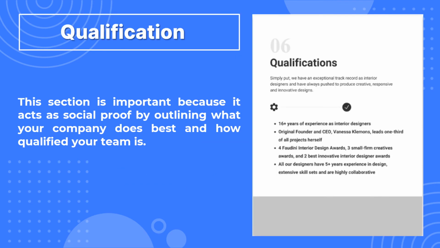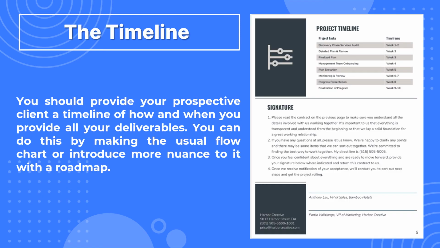Qualification. This section is important because it acts as social proof by outlining what your company does best and how qualified your team is. The timeline. You should provide your prospective client a timeline of how and when you provide all your deliverables. You can do this by making the usual flow chart or introduce more nuance to it with a roadmap.